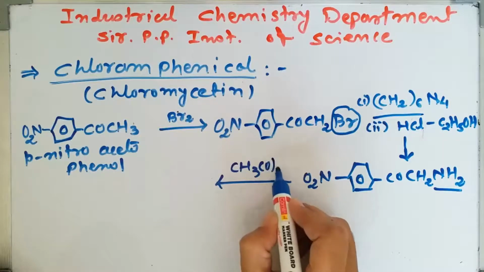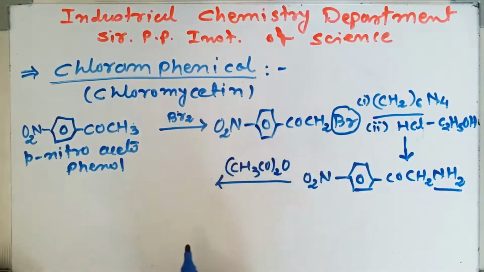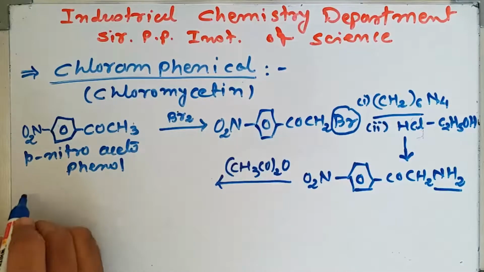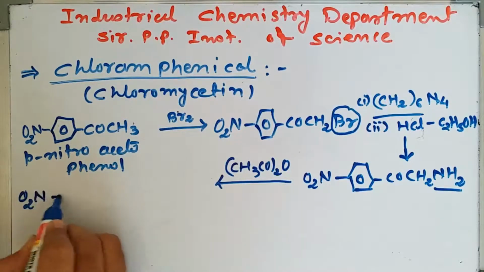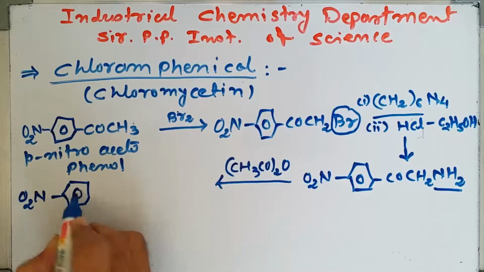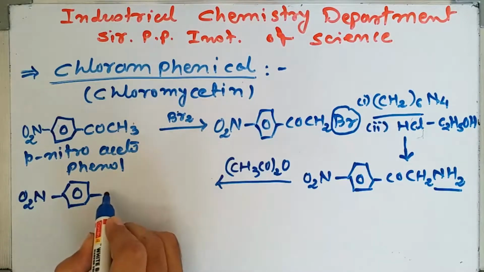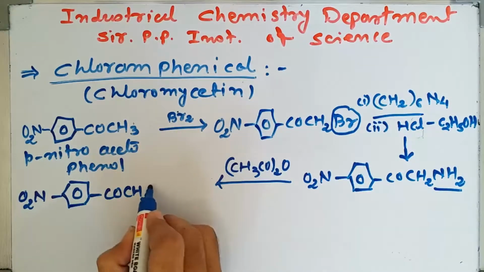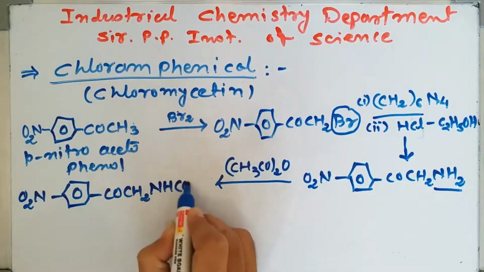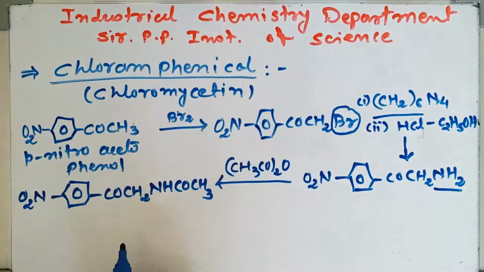Now acetylation takes place with the help of (CH3CO)2O, which is known as acetic anhydride. So NH2 is converted into NHCOCH3. So we get the NO2 benzene ring with COCH2 and the NH2 converted into NHCOCH3.